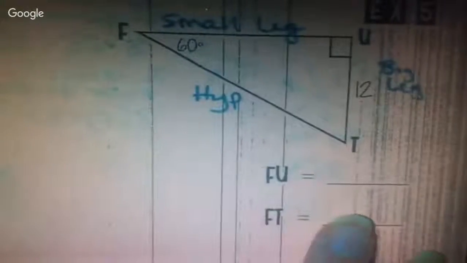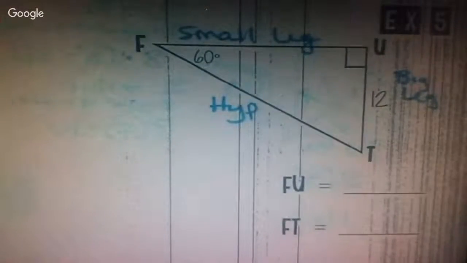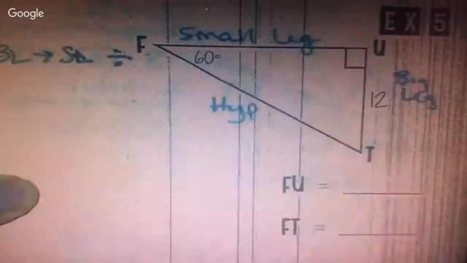On the sides, U to T is your big leg, F to T is your hypotenuse, and F to U is your small leg. Big leg, small leg, hypotenuse. Okay. So, they give us the big leg. What's the first thing I've got to do? We've got to go small. We've got to go big leg to small leg. So we must divide. What's my rule?